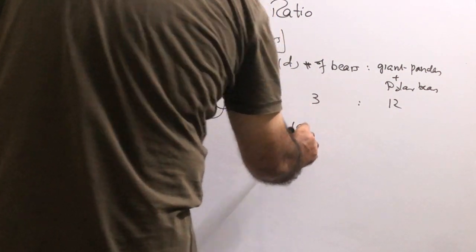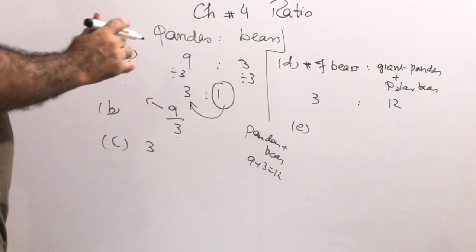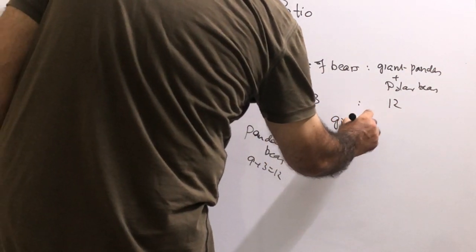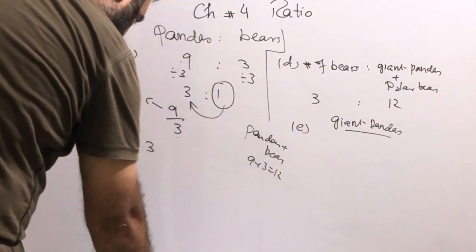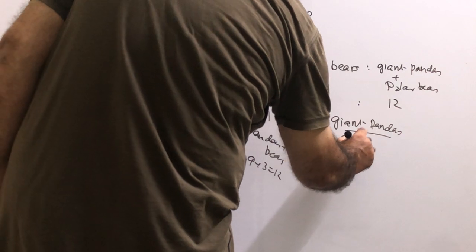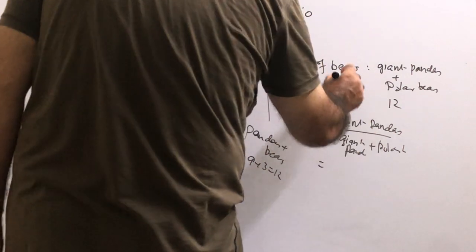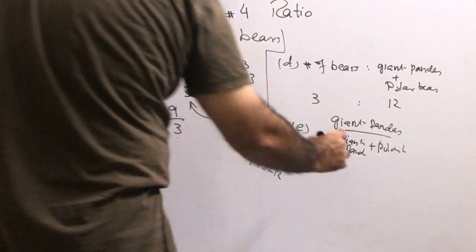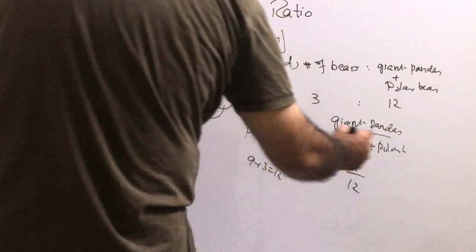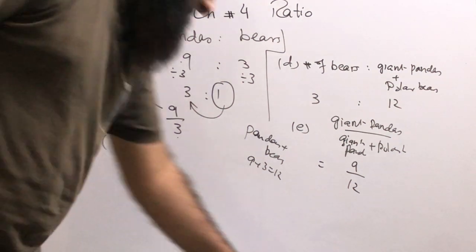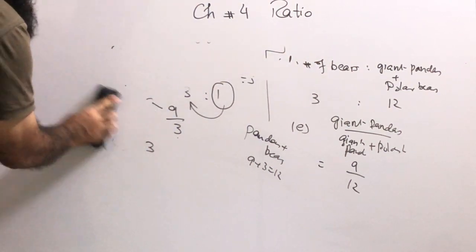Then we move to the next part, which says the number of giant pandas is, now we need to write in division form. Giant pandas over total number of giant pandas and polar bears. Giant pandas plus polar bears. Giant pandas are 9 and giant pandas plus polar bears are 12. Okay, so this is the answer for part E. So in this way we have solved all the parts for question number 3 on page number 69.